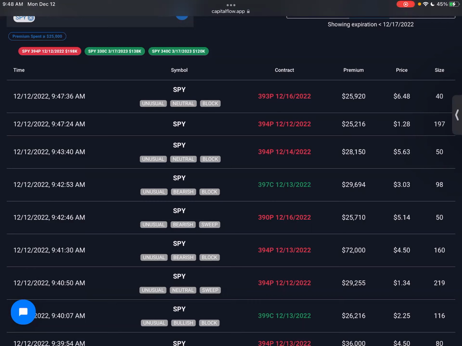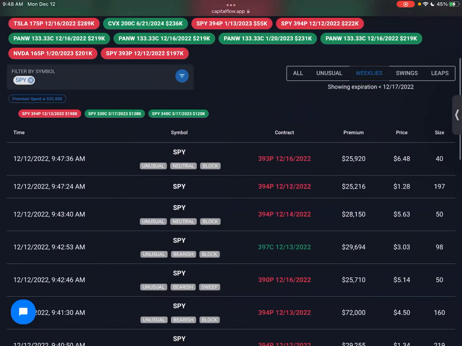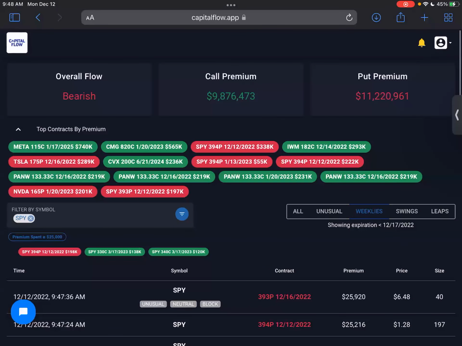So that's the components of how everything works on capital flow. So like I said, now we kind of want to use this to find a trade. It's been a few minutes. The market's been open for a little while.